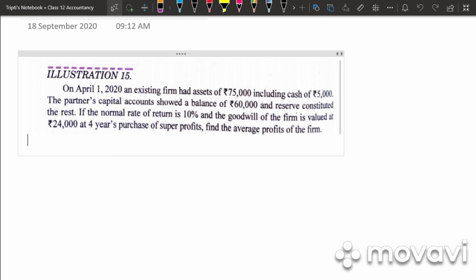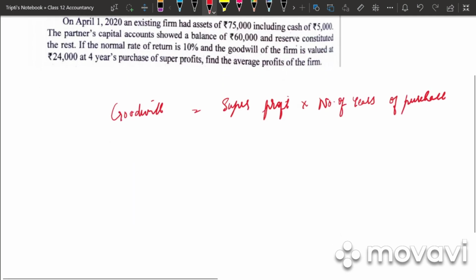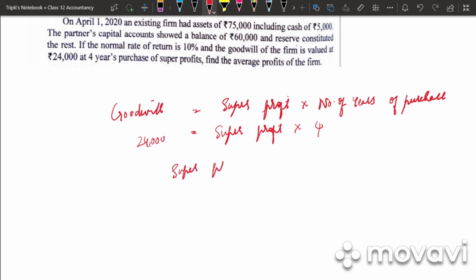So first what can we find out? We know the value of goodwill and we know the number of years of purchase. So goodwill is equal to super profit into number of years of purchase. So what is our goodwill? 24,000 is equal to, we don't know our super profit, into 4. So super profit will be 24,000 divided by 4, that is 6,000.